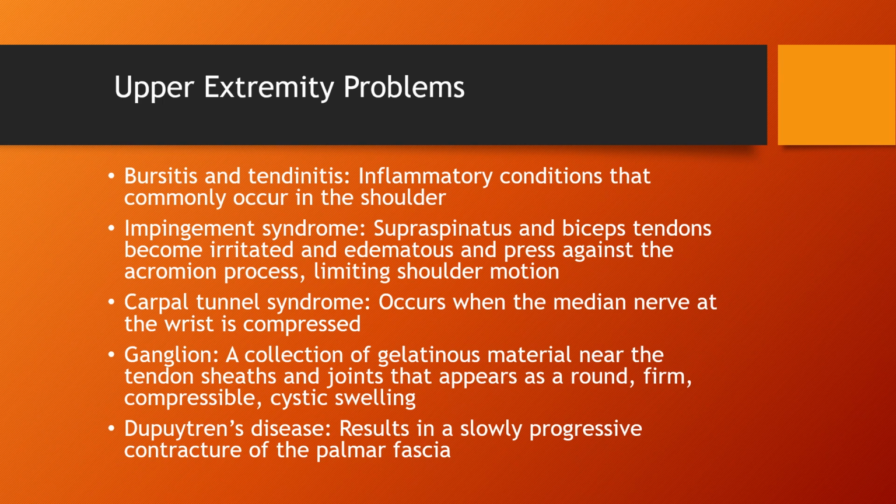A ganglion, this is a collection of gelatinous material near the tendon sheaths and joints that appears as a round, firm, compressible cystic swelling. And Dupuytren's disease, this results in a slowly progressive contracture of the palmar fascia, and we'll get into each of these individually.